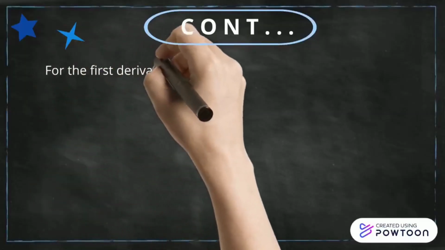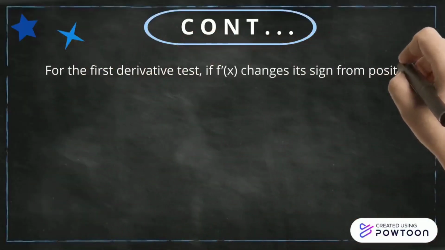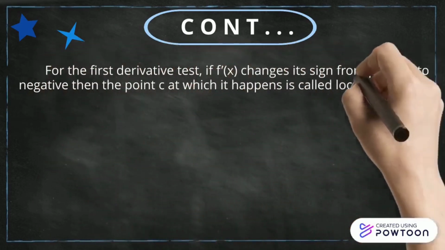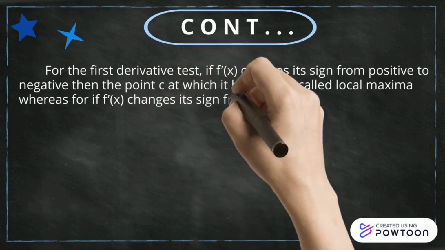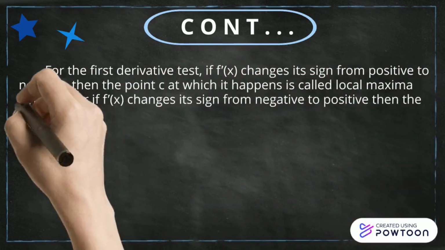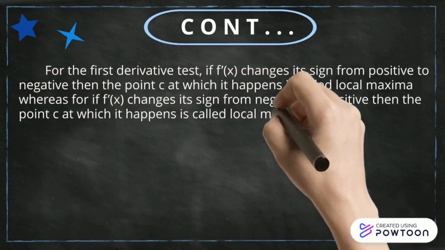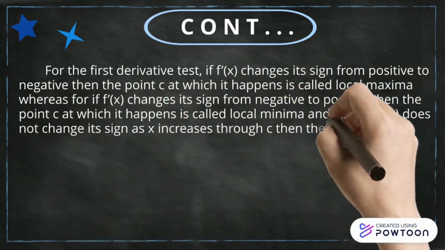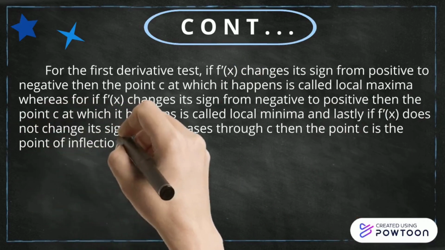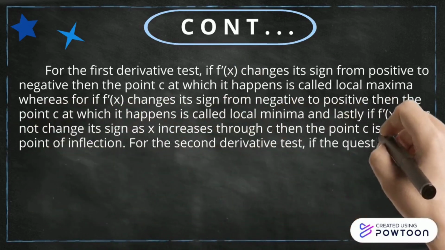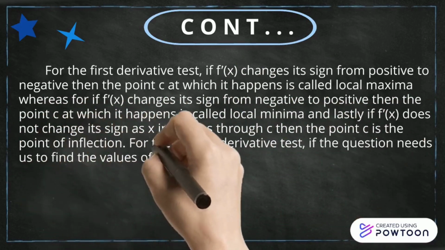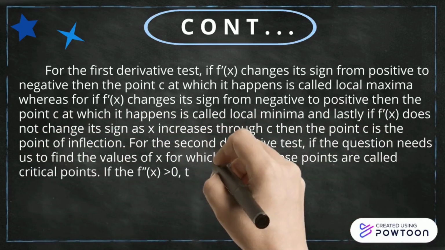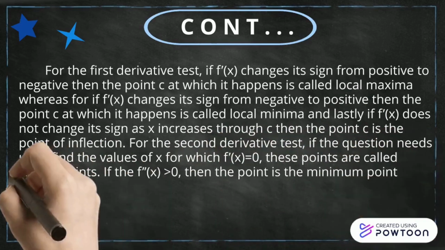For the first derivative test, if f'(x) changes its sign from positive to negative, then the point c at which it happens is called a local maximum, whereas if f'(x) changes its sign from negative to positive, then the point c at which it happens is called a local minimum. And lastly, if f'(x) does not change its sign as x increases through c, then the point c is the point of inflection.